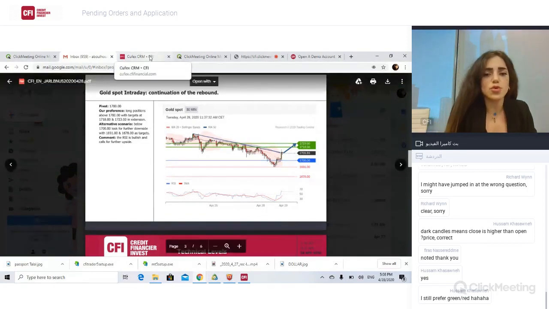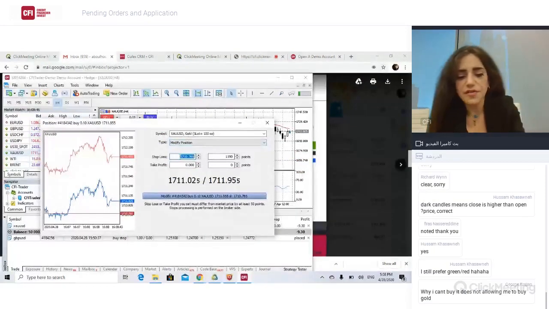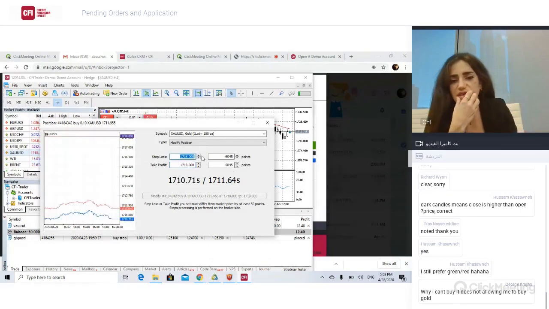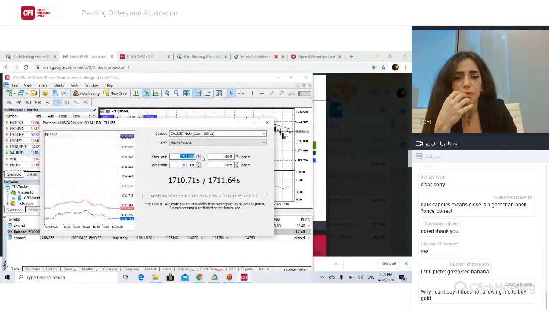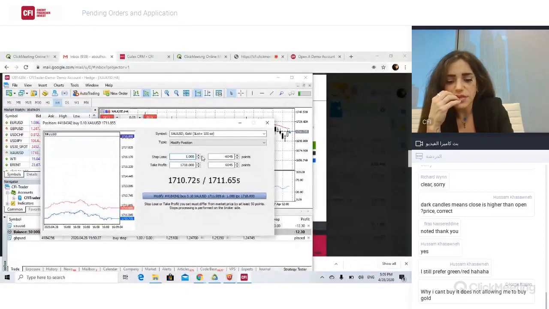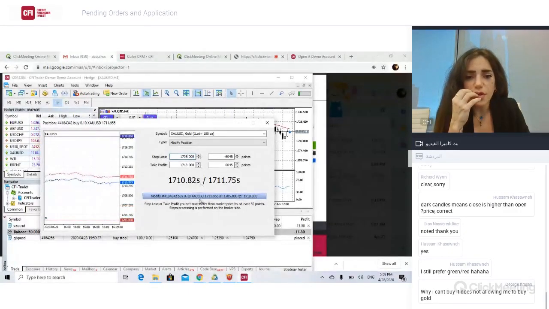So let me go back to my trade, my platform, and I will specify 1,718 as my take profit. And my stop loss, we can go less, as we said, we try to make the profit double. So we can go less. Let's say 1,705. Okay, there you go. I modified my trade.